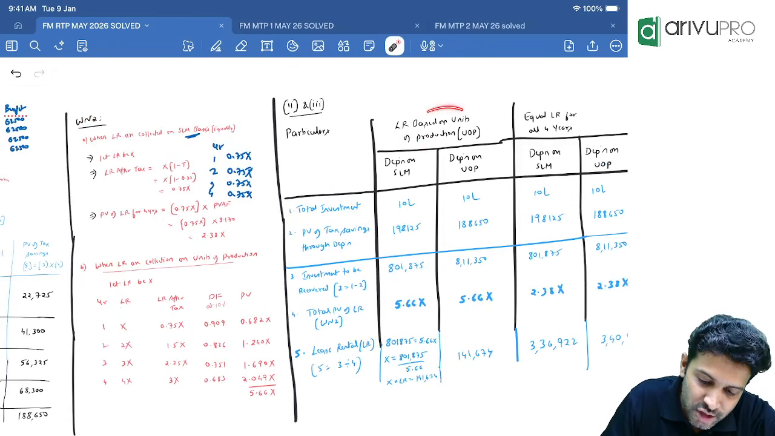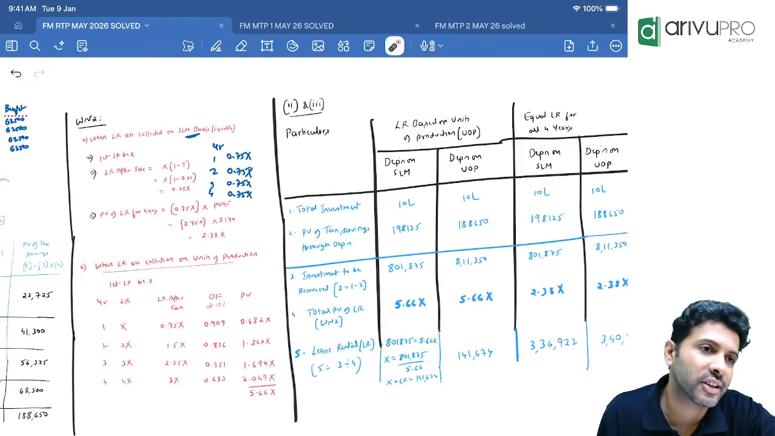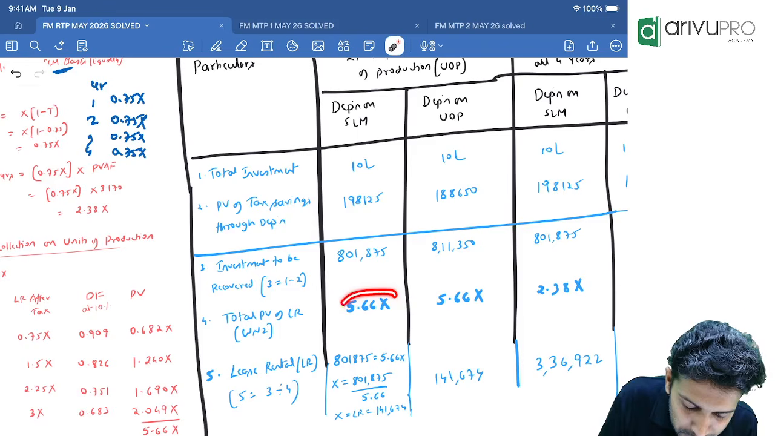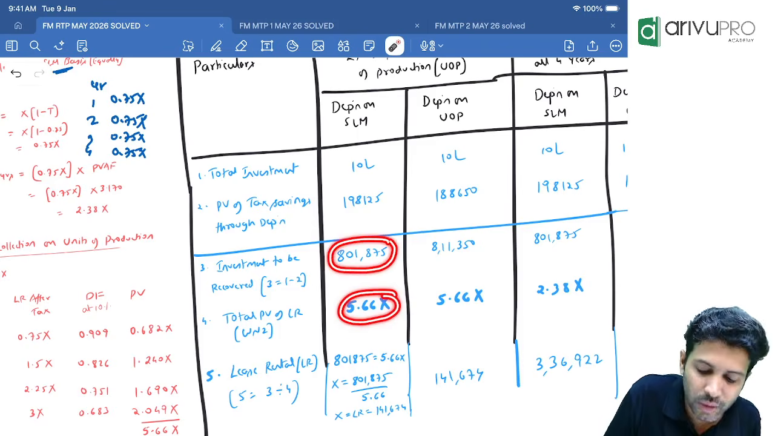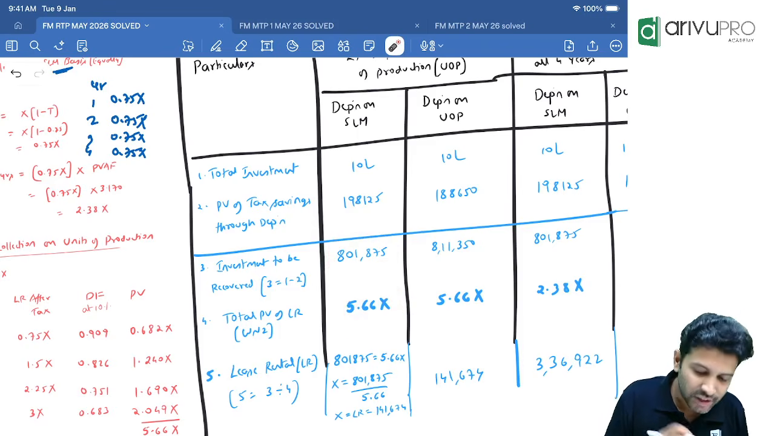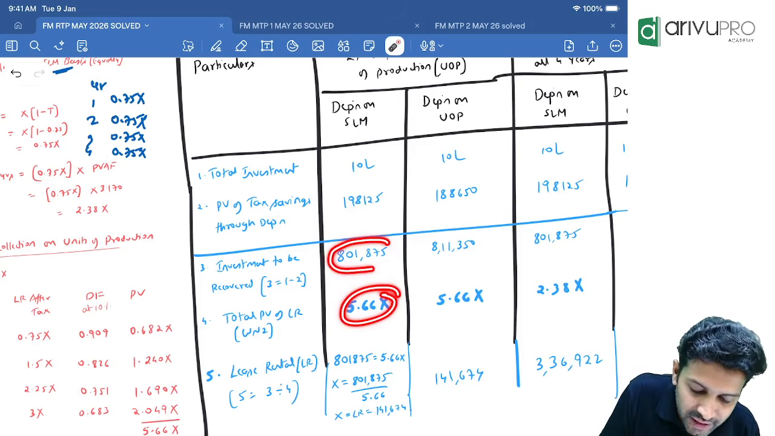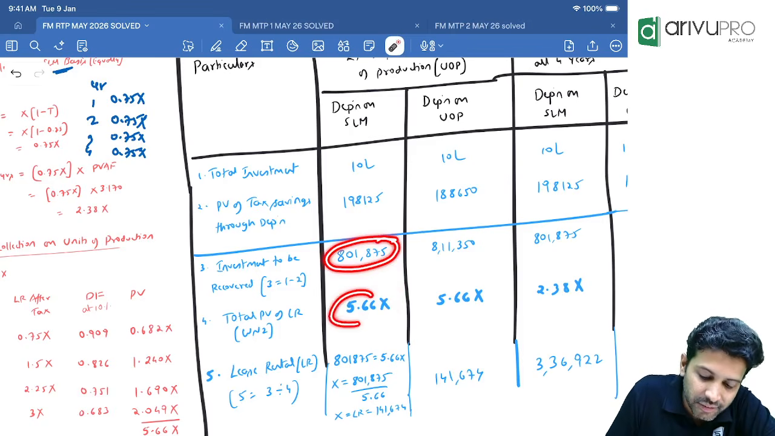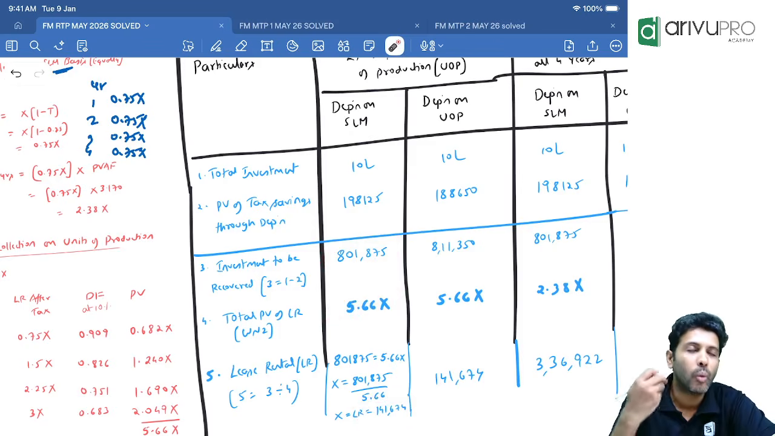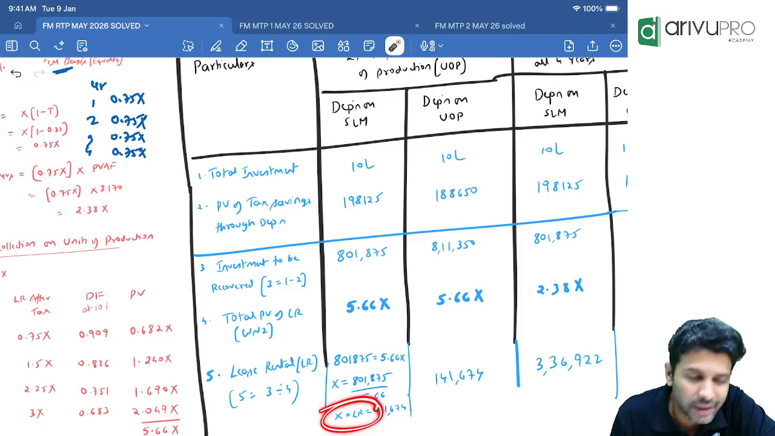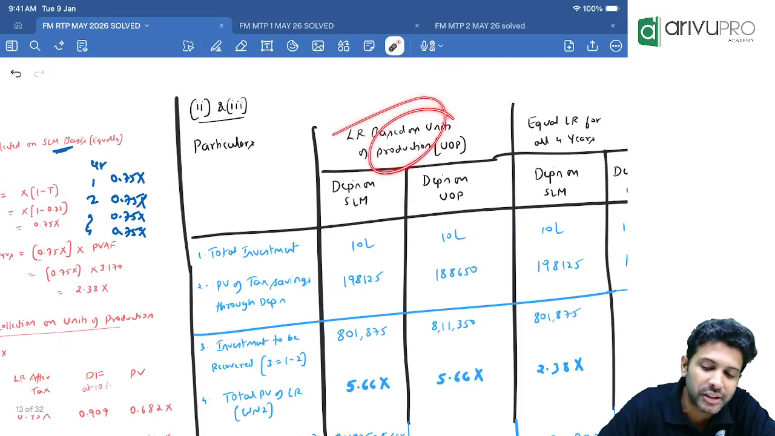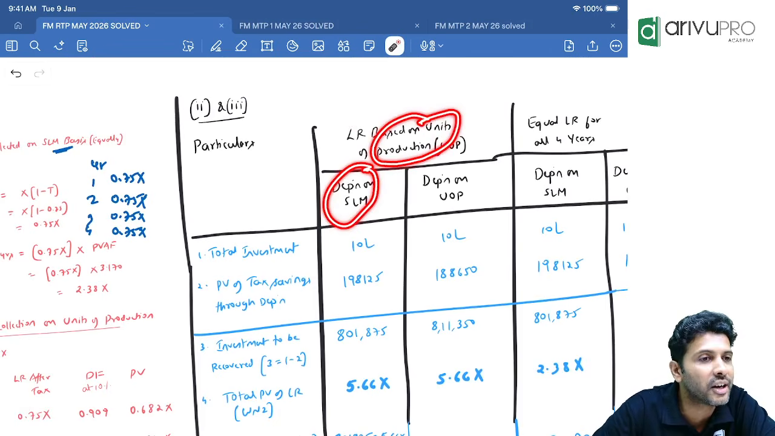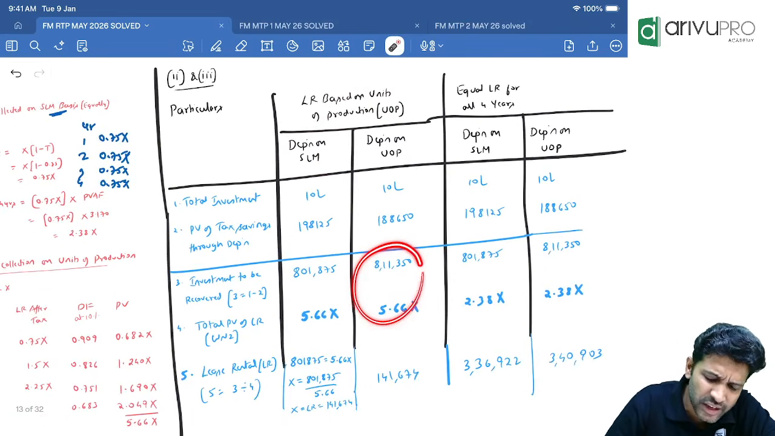Whenever lease rental is based on units of production, what is the present value of lease rental? 5.66x. That means in these two sections, I will write 5.66, because that is what I was able to recover. So 5.66x is equal to 8,01,875. How much is X? X is 8,01,875 divided by 5.66. How much? 1,41,674. That is my lease rental under the units of production method. Basically, you equate these two and get X.